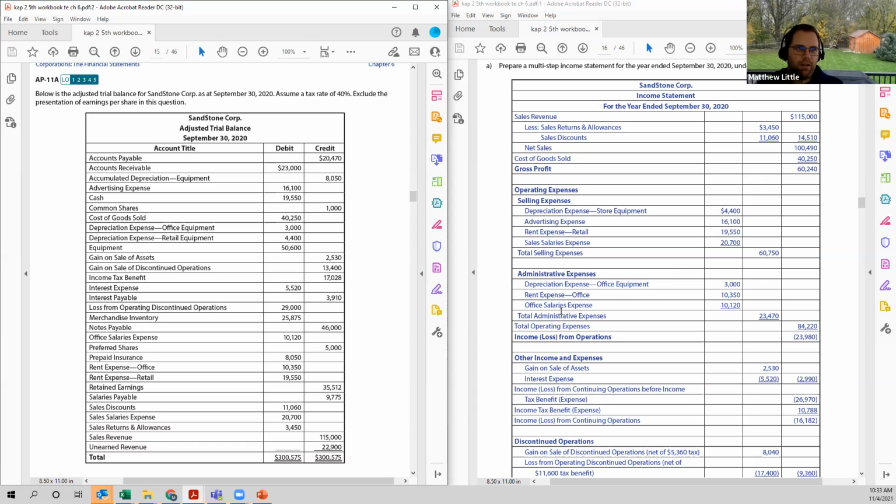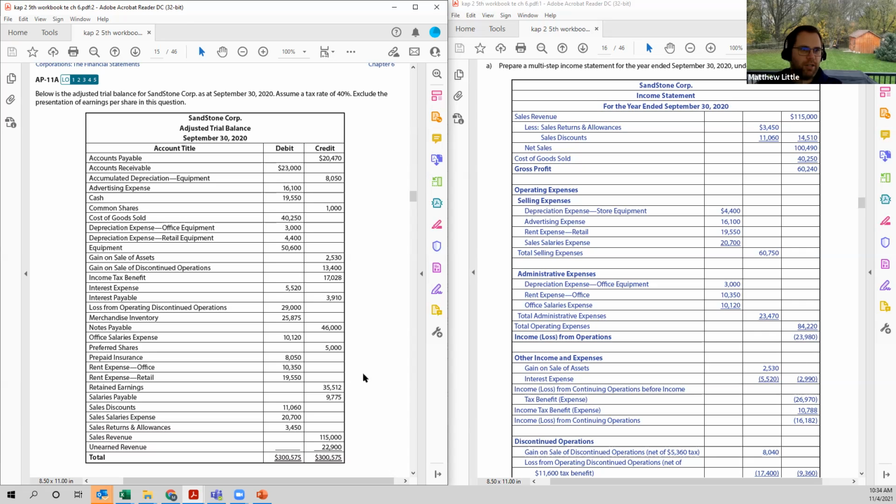On the administrative side, we have depreciation expense of the office equipment. So we obviously have an office for, maybe, payroll and accounting. We have rent expense for the office, and then we have office salaries expense. So those are kind of behind the scenes. Total admin of 23,470. Total operating expense 84,220. So now we have a loss from operations of 23,980.